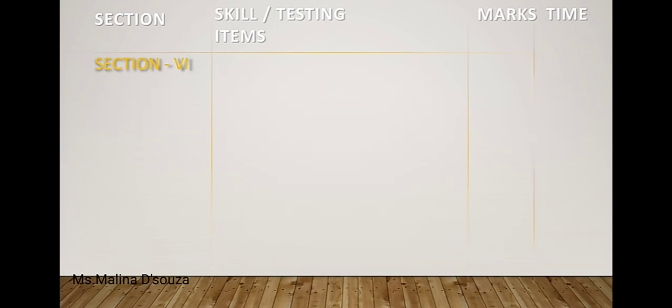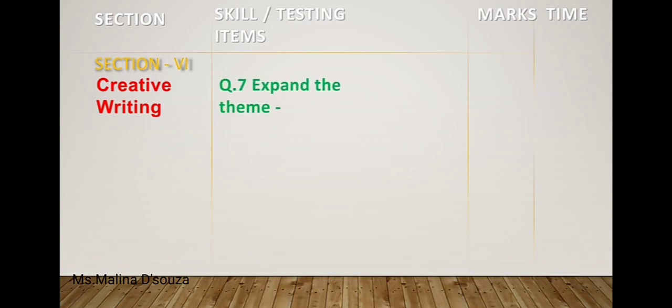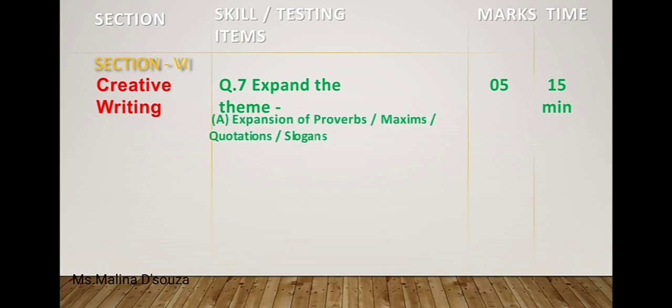Now the last section is creative writing. So question number 7, expand the theme for 5 marks, 15 minutes. So either you expand a proverb, a maxim, a quotation, a slogan like go green, save planet earth, save water, or handsome is as handsome does, Rome was not built in a day, or you can write a news report based on the given headline. So about an event or an incident.